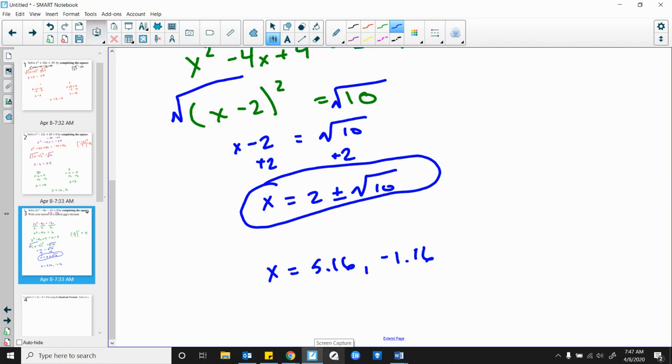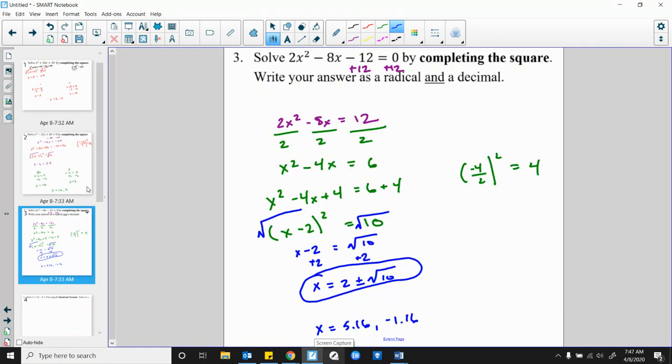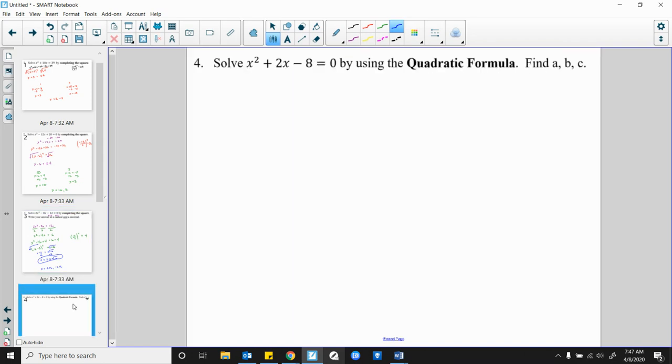All right. Let me zoom out so you can see the whole problem. I know there were some questions that I had on that step there, so you can kind of see how it worked. All right, number 4 is using the quadratic formula. Let's remind ourselves first that the quadratic formula is negative b plus or minus the square root of b squared minus 4ac all over 2a.